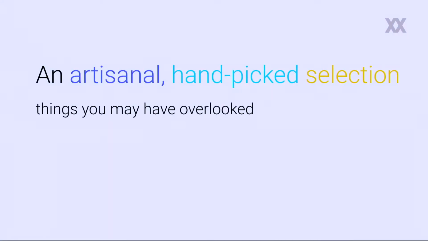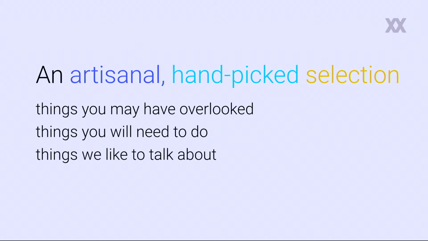Think of this talk like a wine tasting or a whiskey flight or one of those soda machines that you can push all the buttons on. This is an artisanal, hand-picked selection of things you may have overlooked in the new release of Android, things you're going to need to do no matter what to be part of Android O, and, well, honestly, just things we'd like to talk about when we're on stage.